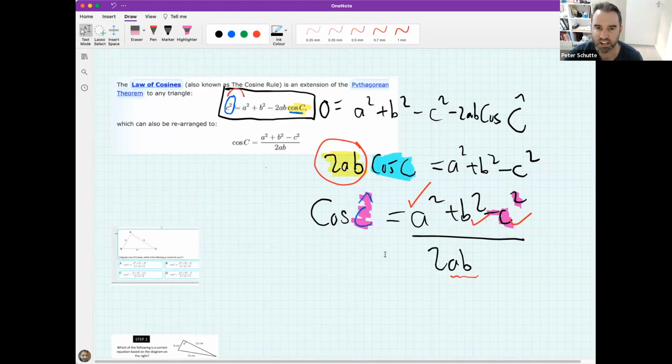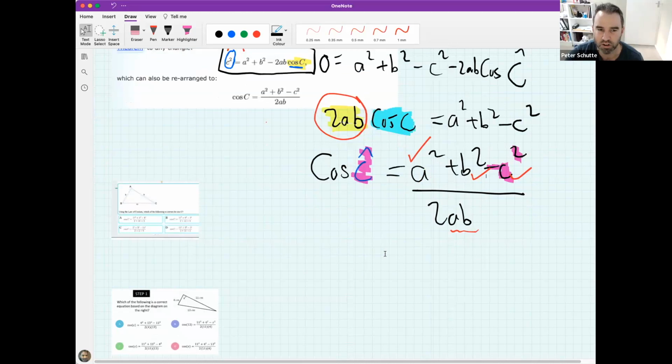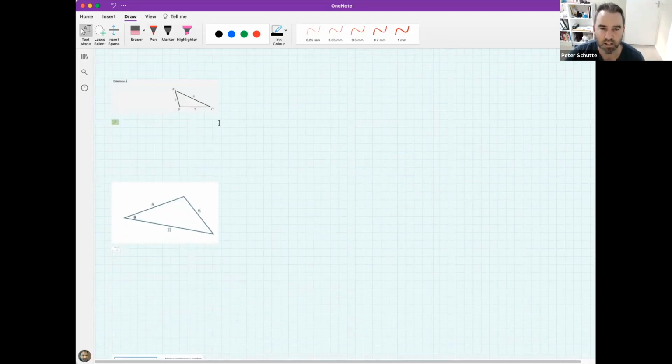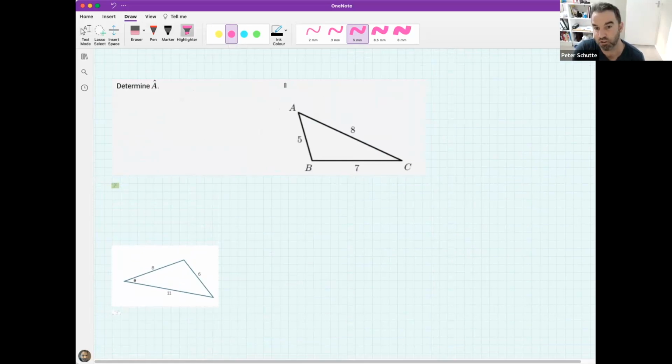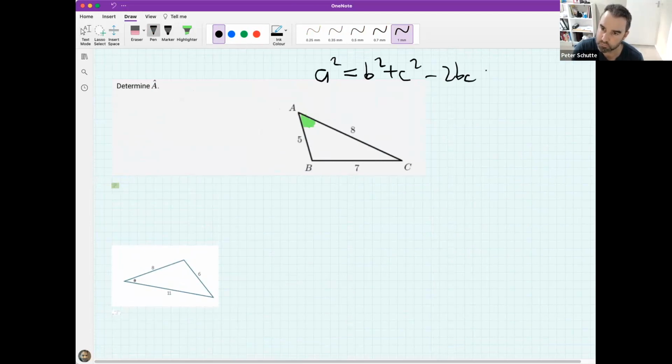Let's try and apply this idea to an actual example, because I feel like I'm doing too much algebra and not enough visual. So let's say, for example, this is a triangle with three sides. And say I want to find angle A, which is this one up here. Now, in the previous lesson, what we would have done is we would have written out the cos rule like that.